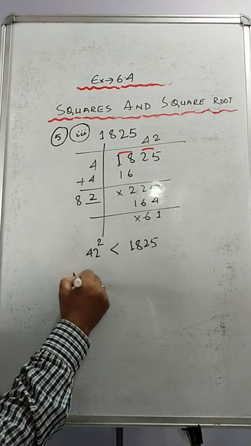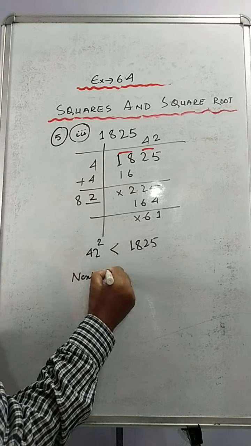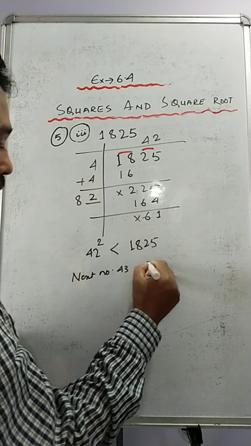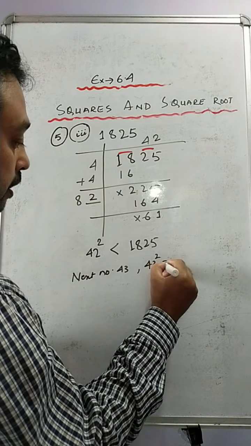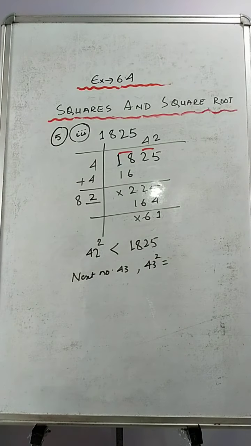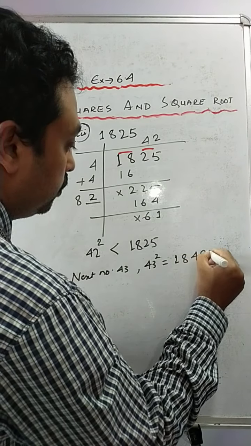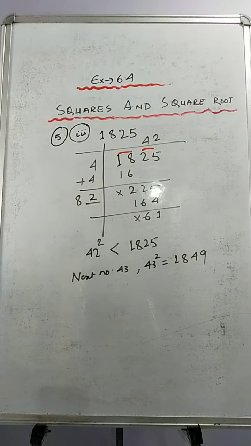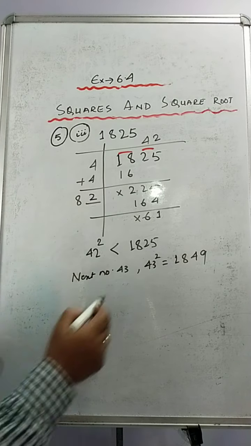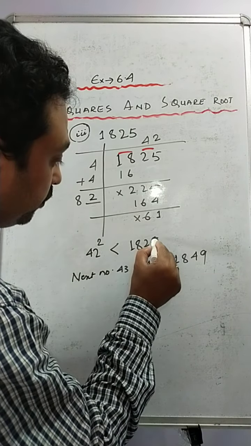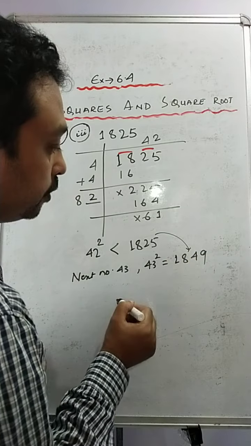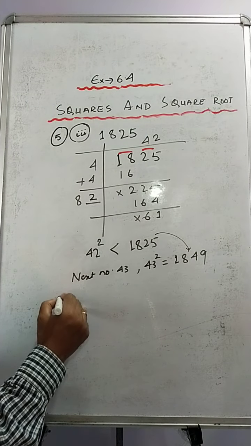The next number is 43. So what is 43 square? 43 square is 1849. So now we have to make this 1825 into 1849.